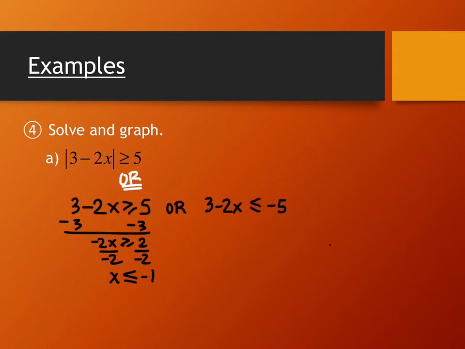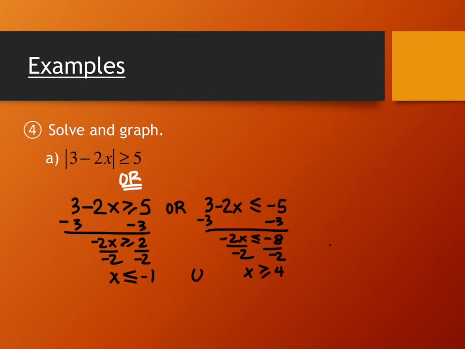The second one, same steps. Subtract 3. -2x less than or equal to -8 in this case. Divide by -2, I have to remember to flip my inequality. So now this one's a greater than or equal inequality. And -8 divided by -2 is 4.